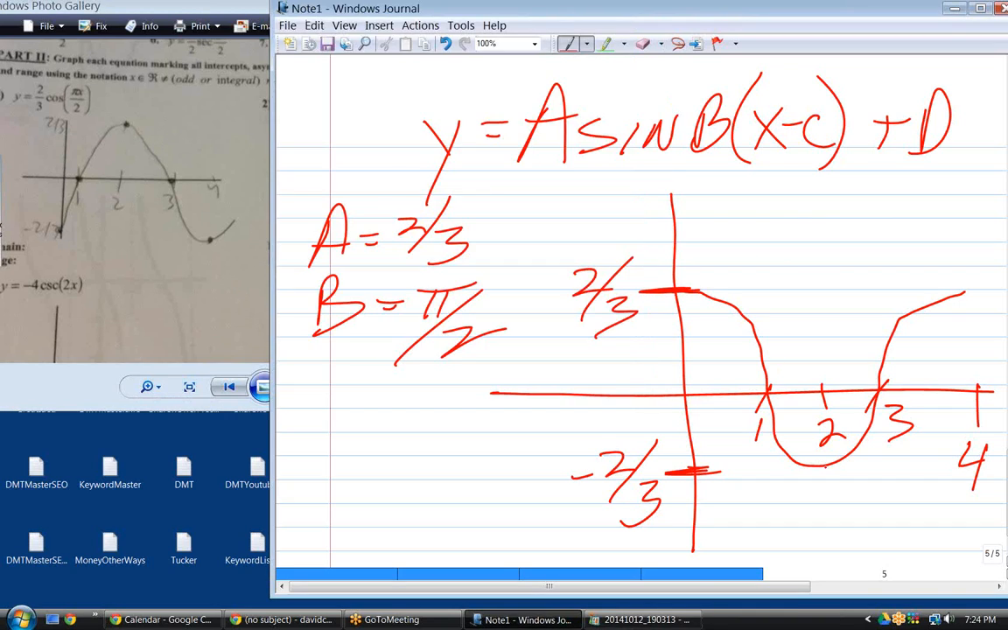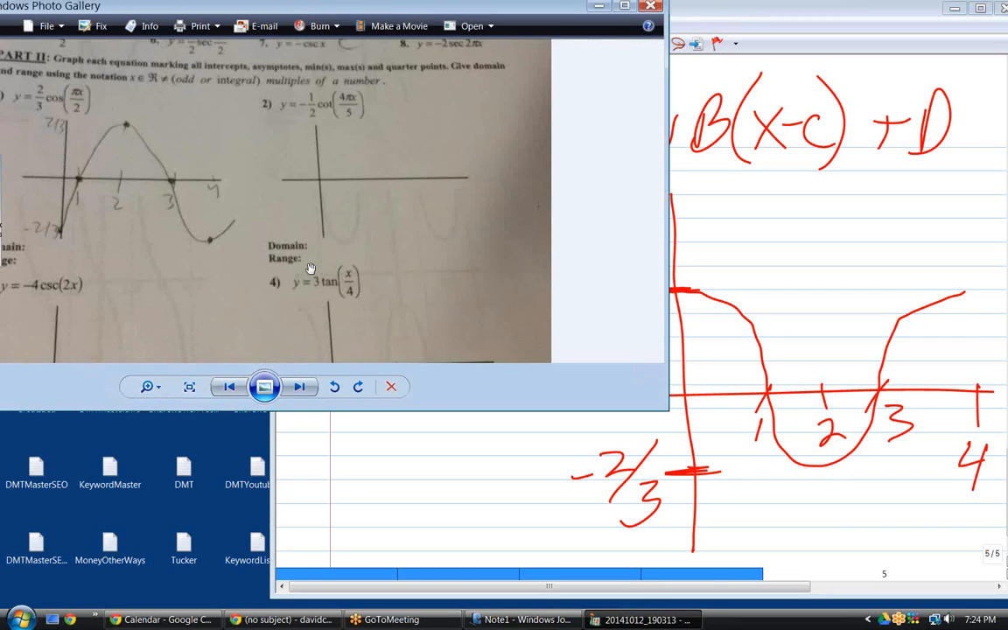Mins and maxes. Well, the minimum is negative 2/3, the maximum is 2/3. The quarter points, the domain and range, using this notation. Okay. What's the domain? All reals. Okay. What's the range? 2/3 to negative 2/3. I think you want to start from the bottom there, always. So the range is negative 2/3 to 2/3. At least that's typical convention. That's it. Let's go to number 2.